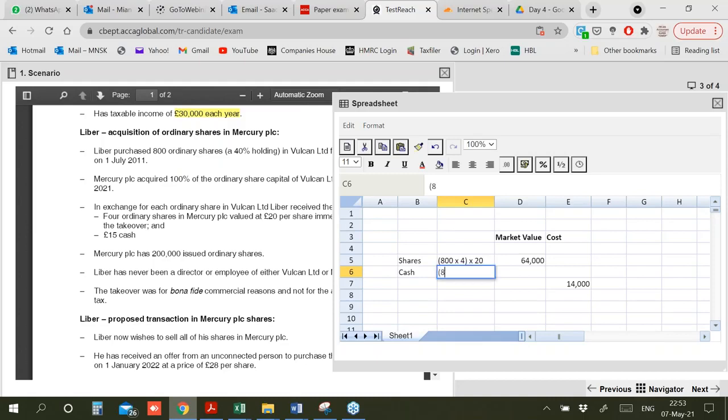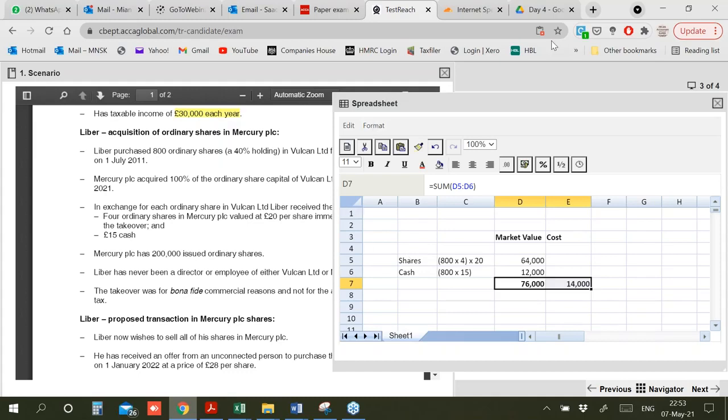So obviously for 800 shares, I would have received 800 times 15, 12,000 cash. So the total market value of both the items that I have received is 76,000.